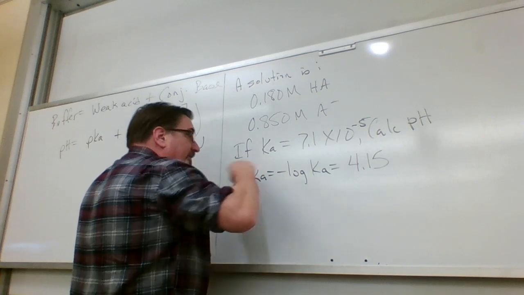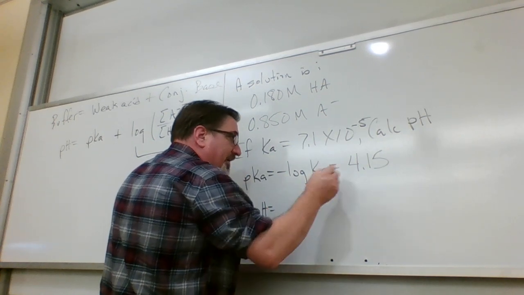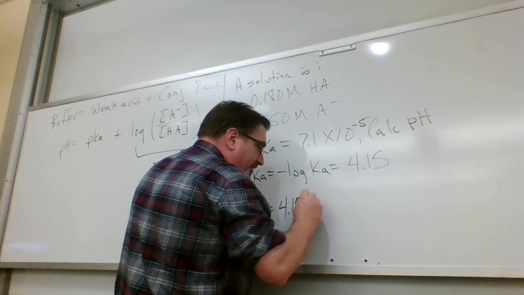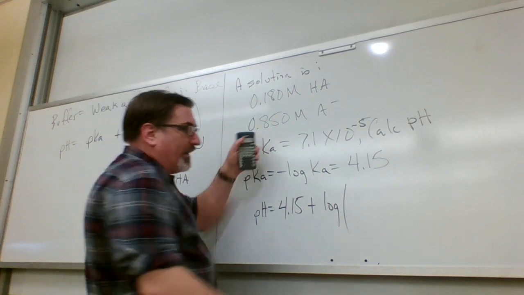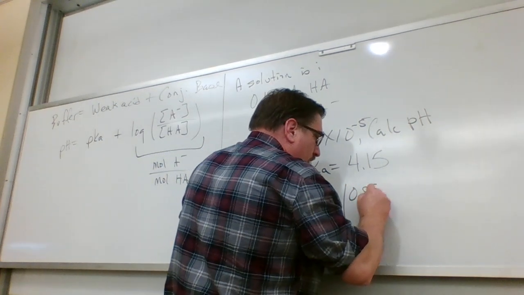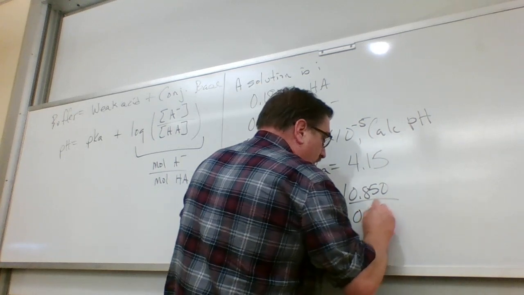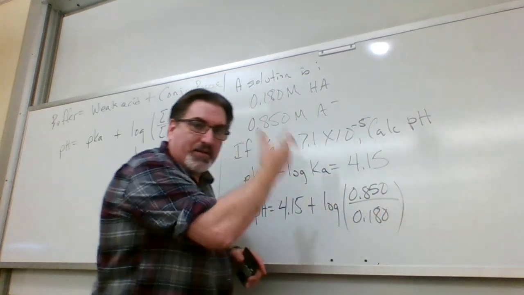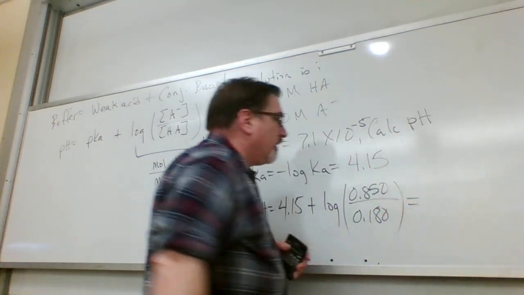So we plug all of our information now into the Henderson-Hasselbalch equation. pH equals the pKa, 4.15, plus the log of A minus up top, 0.850, over concentration of HA, 0.180. Don't have to worry about the units because they're going to cancel there anyway. Nobody ever really writes those in.